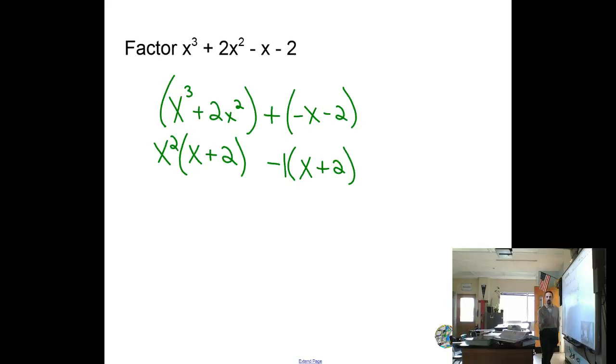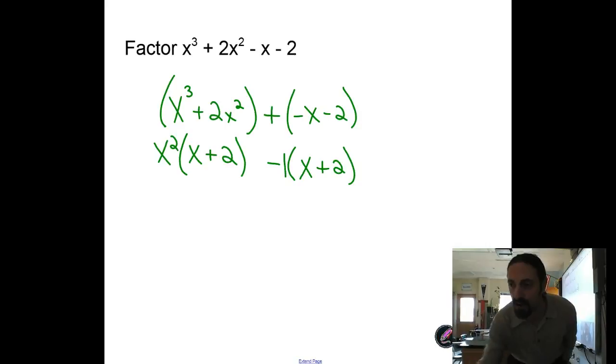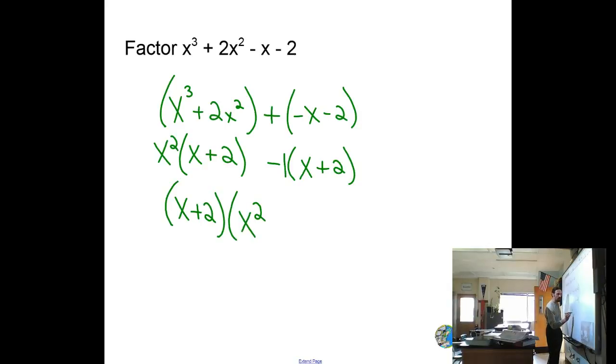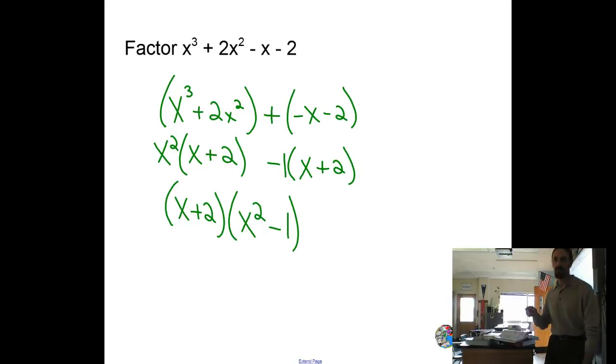Oh! Now, you can see, what can I factor out of both of these terms? Well, I can factor out an x plus 2. So I've got x plus 2 times x squared minus 1. And you're thinking, high-fiving each other, right? We're done, right? No, because someone, I just heard, I couldn't tell who it was.